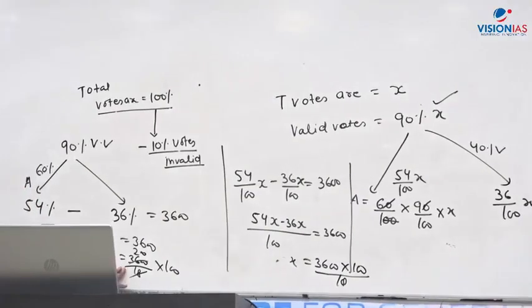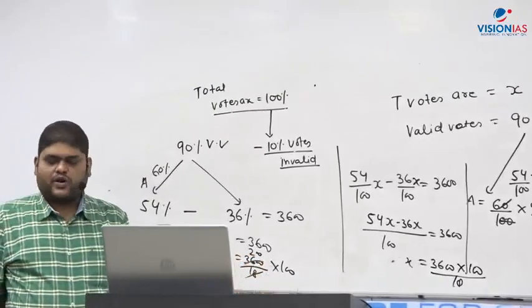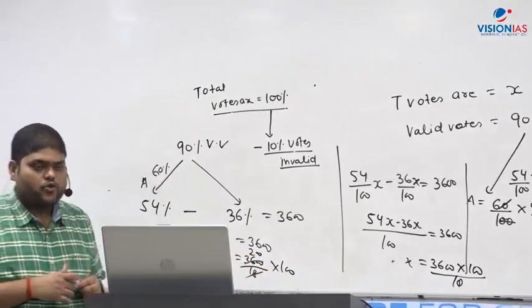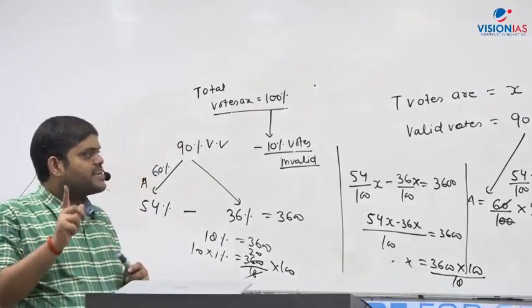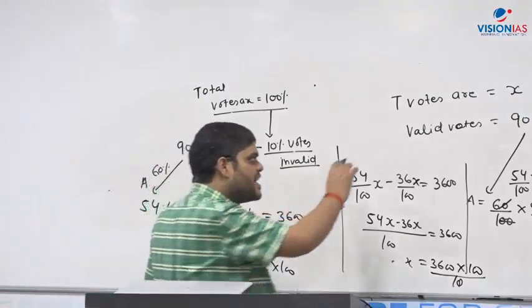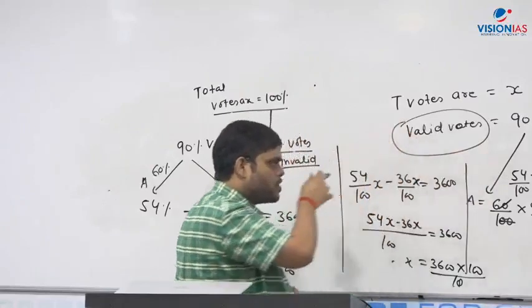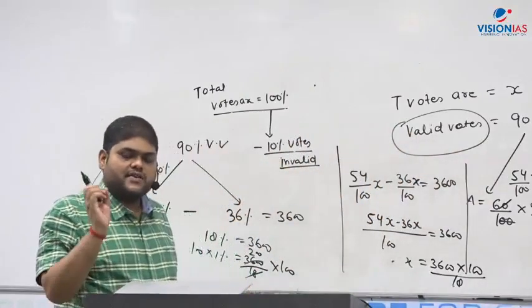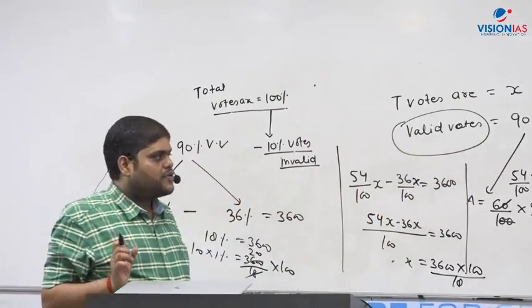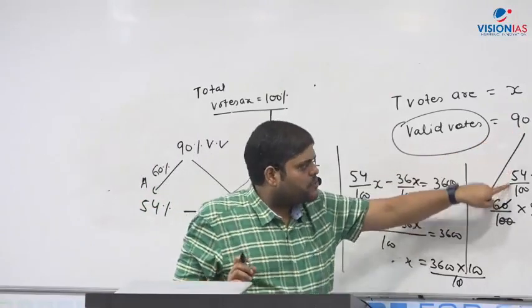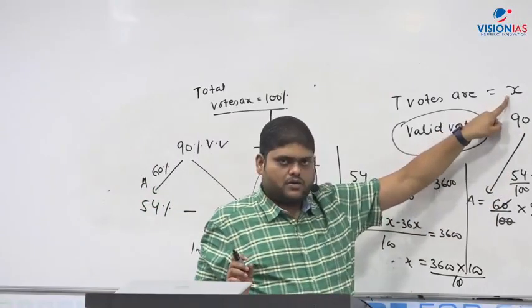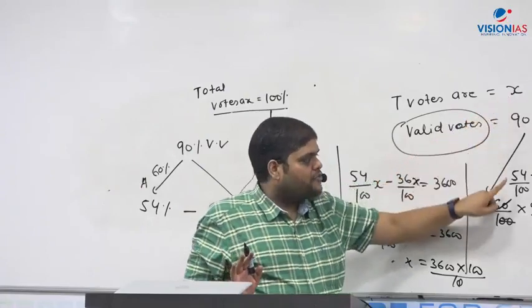The total vote will be 20,000. What is important here? The important thing here is the valid vote. What is given in the question? 54% of valid vote, not 54% of total vote. Are you getting my point or not?